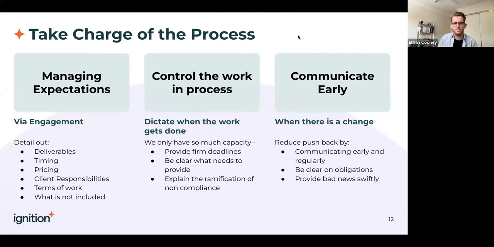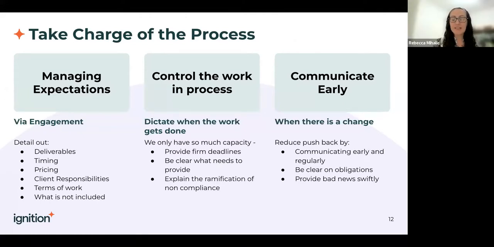The first thing that you need to consider when you're looking at taking charge of the process, and making sure that you're the one managing your client relationship as opposed to being managed, is actually managing the expectations. A lot of the awkward conversations that we have to have with clients occur because the expectations are not properly set between us and our clients.